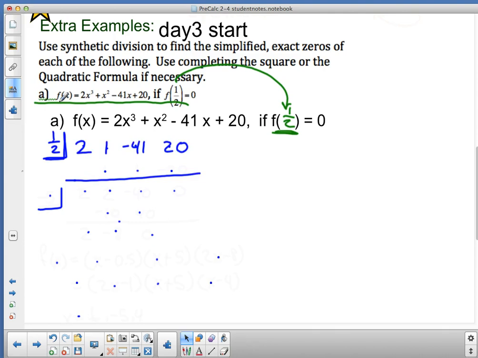And just to practice to make sure we're better at this, I want you guys to run through it, because you're going to drop the 2 down. Okay, we're going to multiply by 1/2, and then we're going to combine the terms together, drop it down and keep going. So will you guys do this first line and get that done?